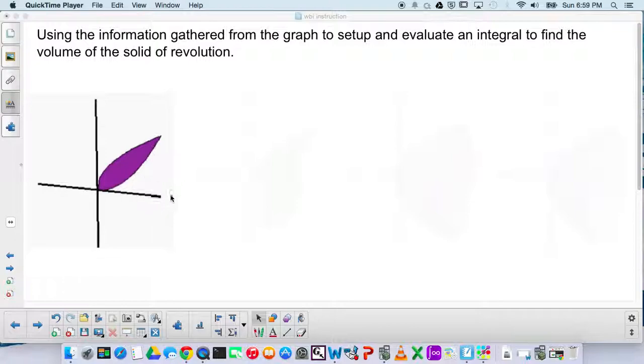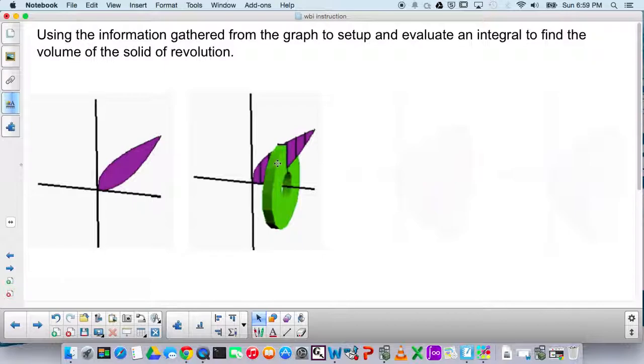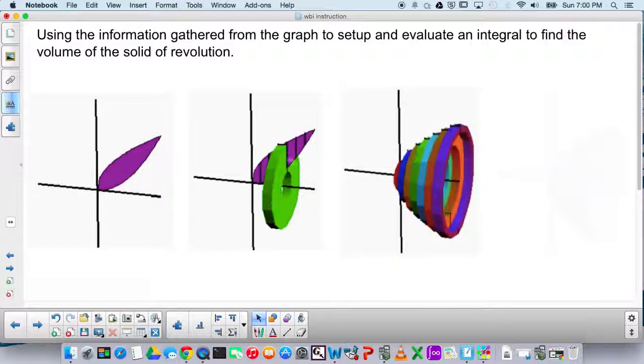This one we're going to rotate around the x-axis. We take one washer. We can find the outside radius, big R, by going the distance from the axis of revolution to the outside of the region. Find the inside radius, little r, which is the distance from the axis of revolution to the inside of the region. We're going to find the volume of this solid, or this washer.